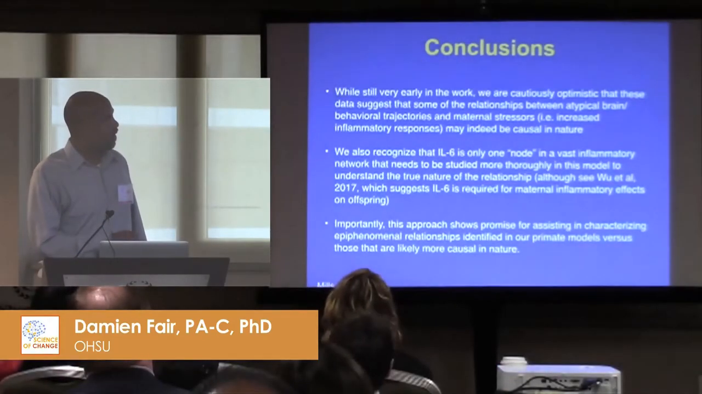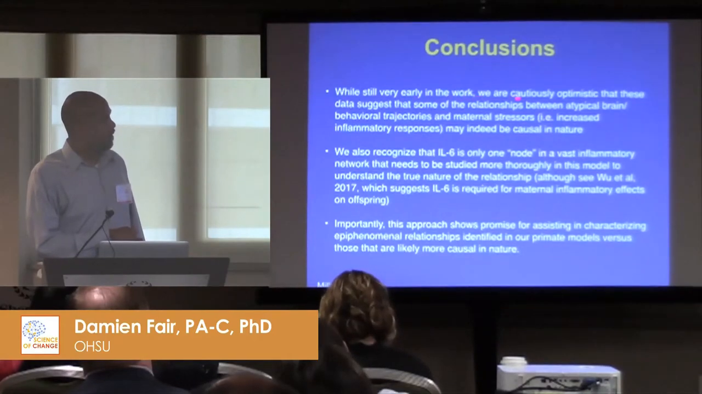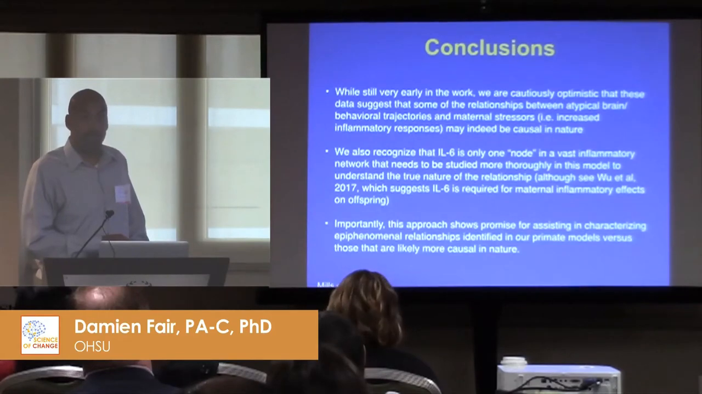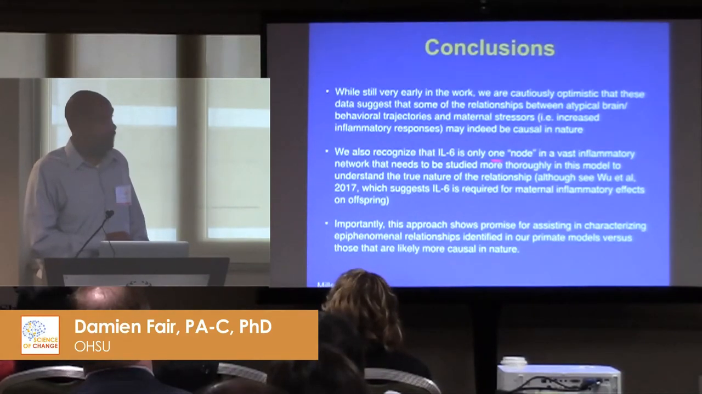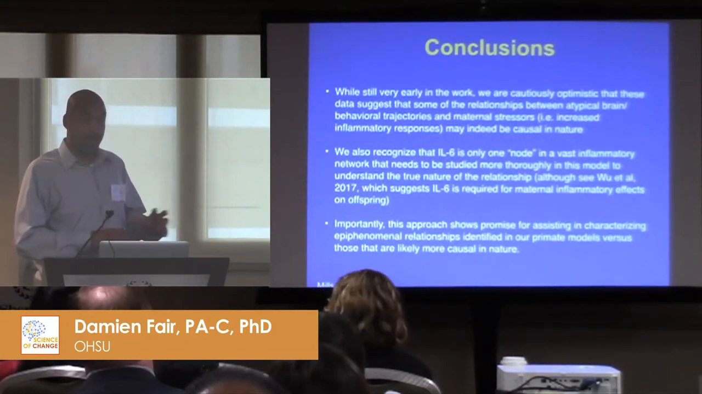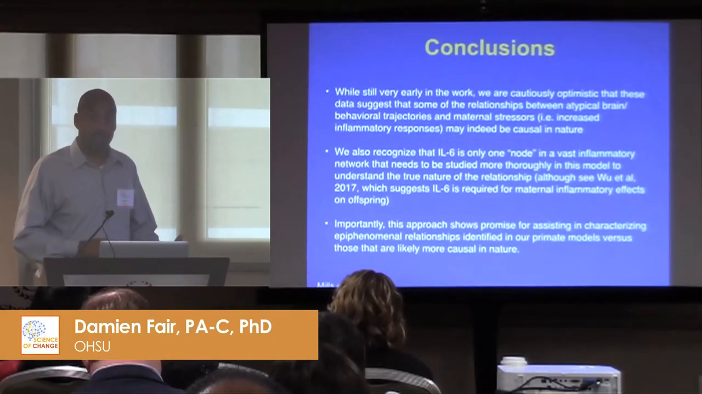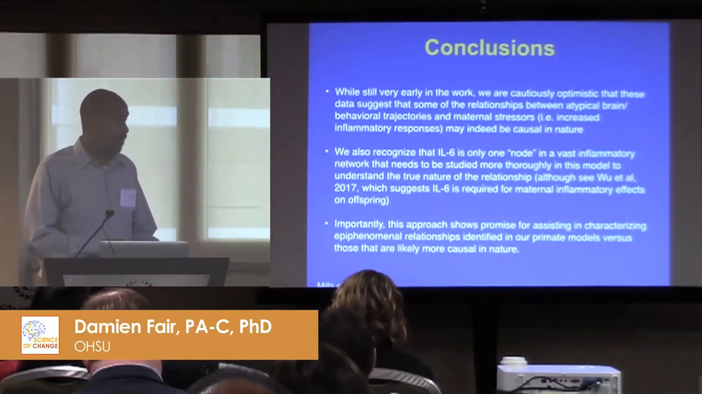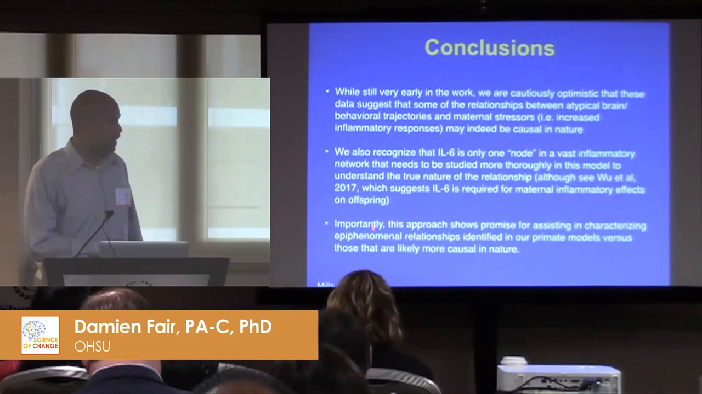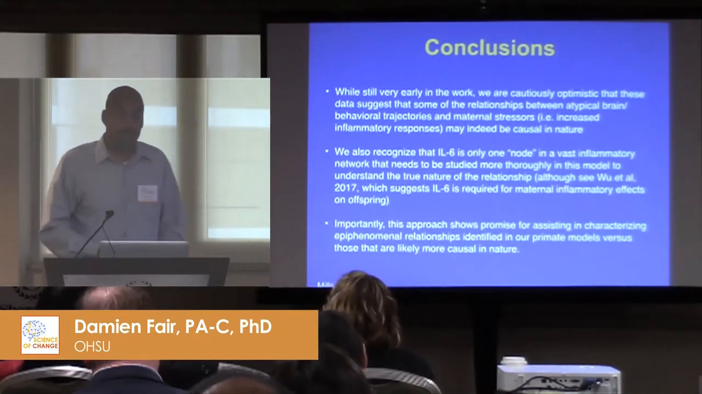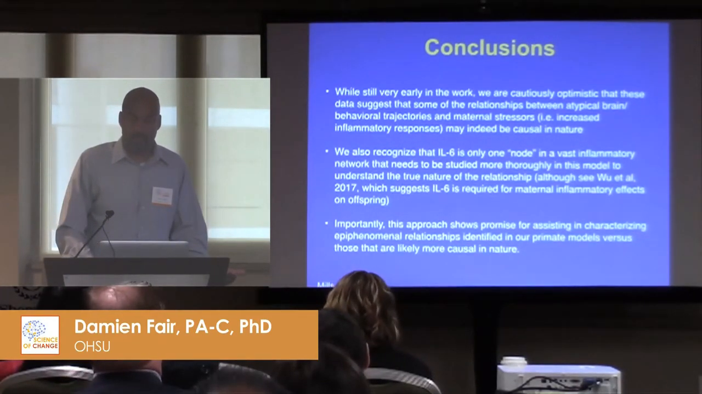So while still very early, we are cautiously optimistic that these data suggest that some of the relationships may be causal in nature, these immune responses. We also recognize that IL-6 is just one of a vast inflammatory network, like I said. And there are lots of other factors interacting with the immune response that we have to consider. In fact, we have been doing that. But this approach is showing some promise for assisting in separating epiphenomenal relationships in our primate models from those that may be more likely causal in nature.